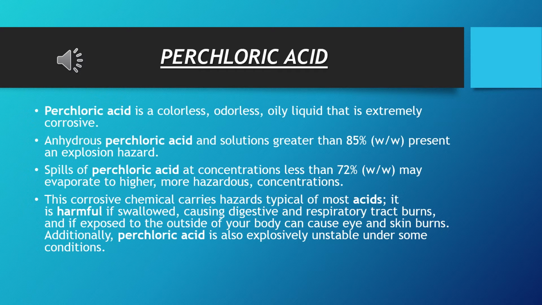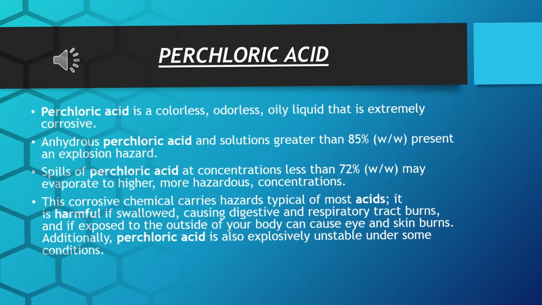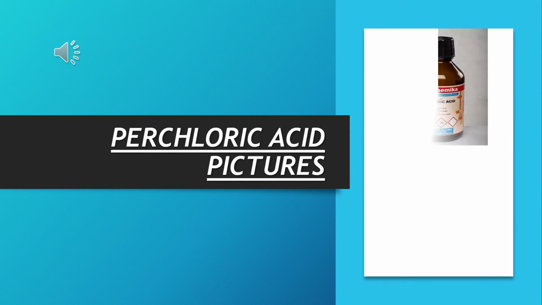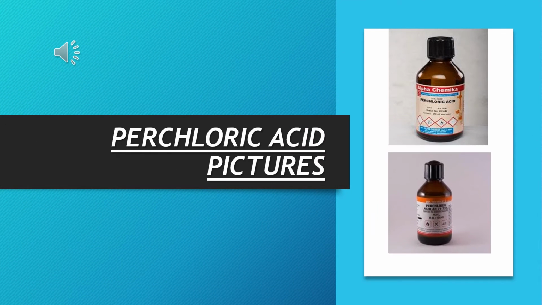It is harmful if swallowed, causing digestive and respiratory tract burns. If exposed to the outside of your body, it can cause eye and skin burns. Additionally, perchloric acid is also explosively unstable under some conditions. Let's go to the next. These are some perchloric acid pictures. Now let's go to the next slide.